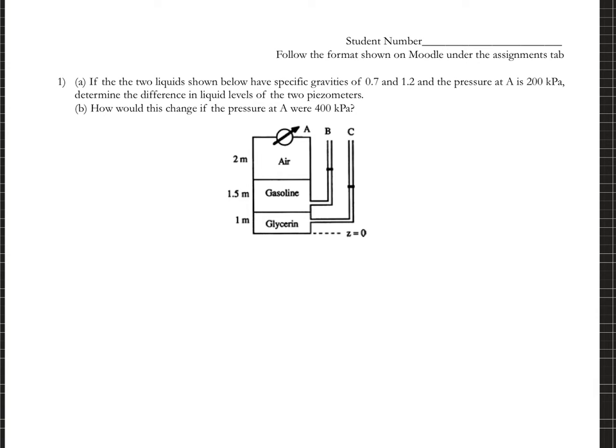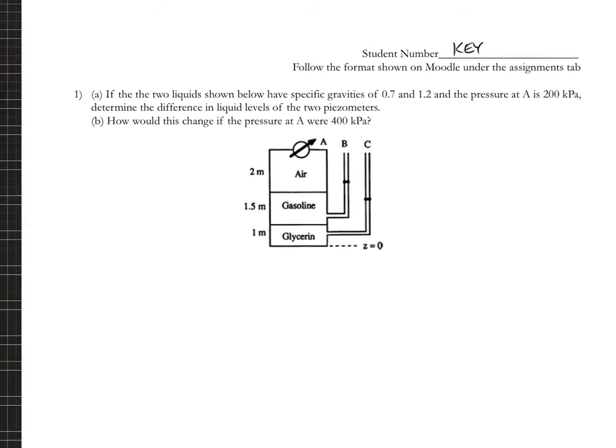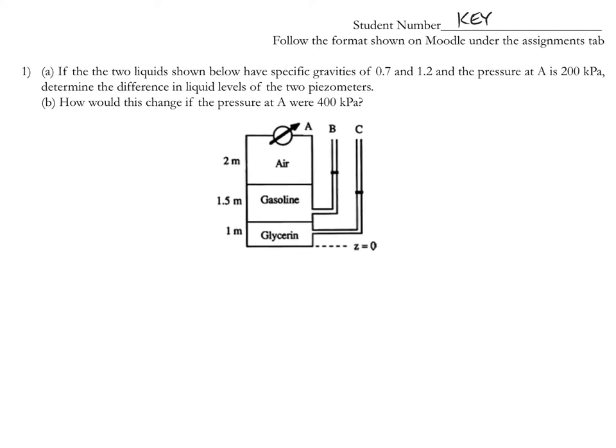Okay, so we're going to go ahead and work on homework 3. This is this weird situation of we've got two piezometers, one coming out of gasoline and one coming out of glycerin. I'm going to go ahead and work this one on this sheet only because it's going to be easier for me to work with this drawing if I can just work directly on it.